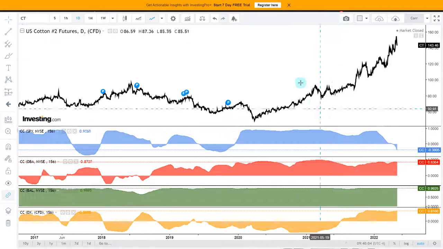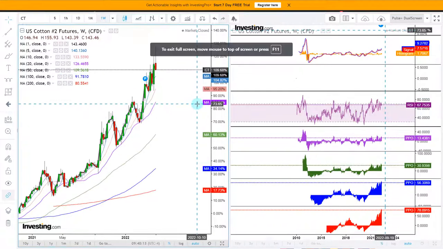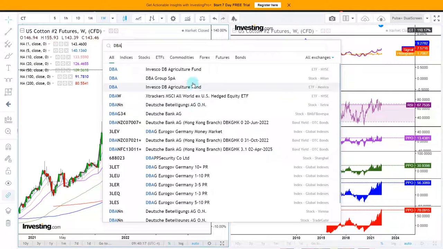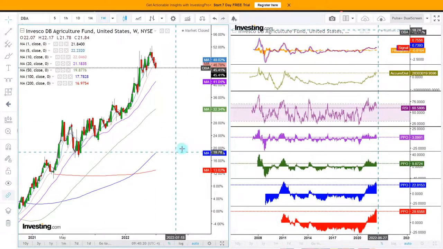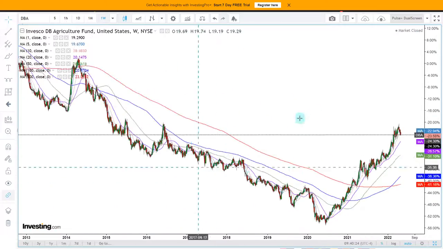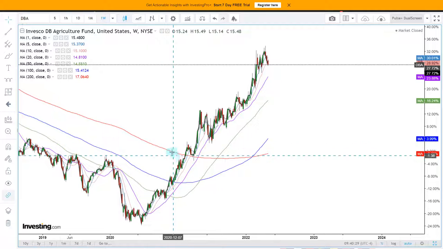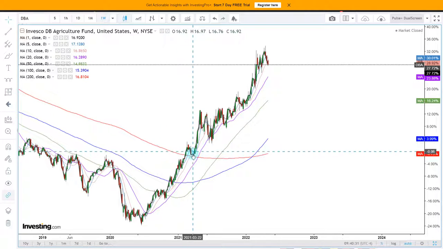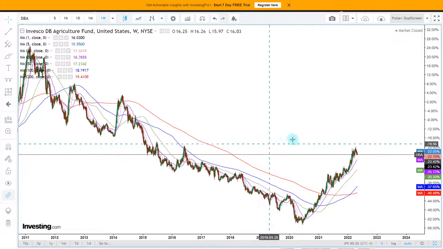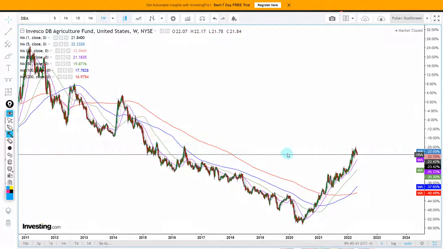Okay, 82% positive correlation with the dollar index. So what happens with DBA, which is the agriculture fund, is going to have an impact on cotton. So here is the chart, and we have seen a very substantial move. We broke out above the 200-week moving average, pulled back to test it, then off to the races. Really a nice move.